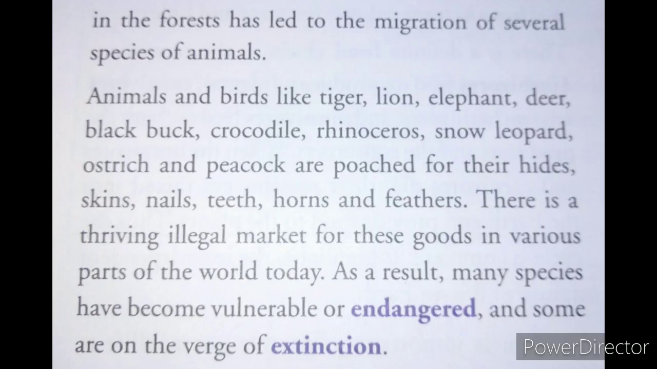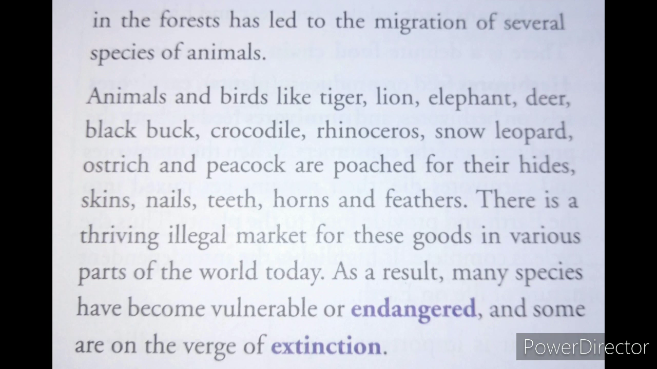The loss of forest has led to the migration of several species of animals. Because we are cutting down the trees and clearing the forest, animals migrate from one place to another in search of food and forest. When they go from one place to another, the ecological balance of the place they leave gets disturbed. Animals and birds like tiger, lion, elephant, deer, black buck, crocodile, rhinoceros, snow leopard, ostrich and peacock are poached for their hides.